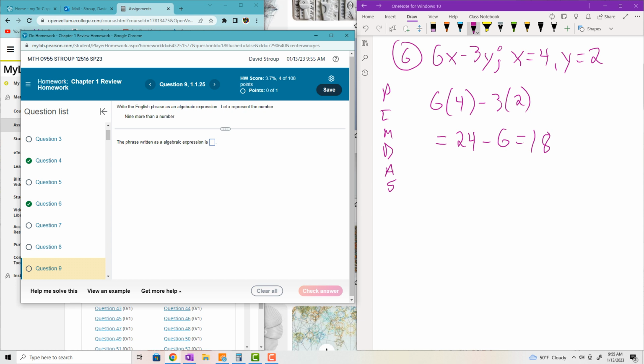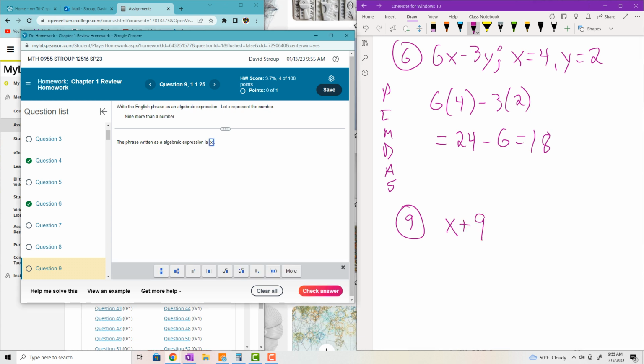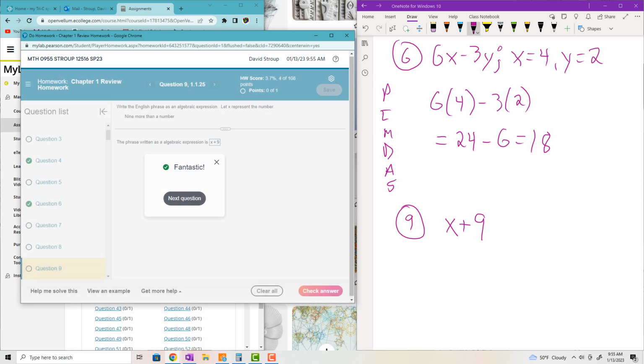Yeah, writing out, translating English to algebra, really, really important. So it says 9 more than a number, so that just means add 9 to some sort of number, and you want to let the number be a variable x, so you have x plus 9, and then that's what they want, and the answer is x plus 9. So, yay.